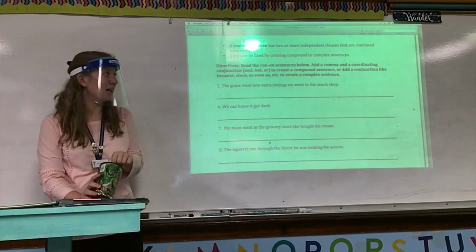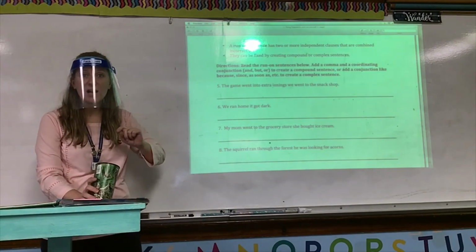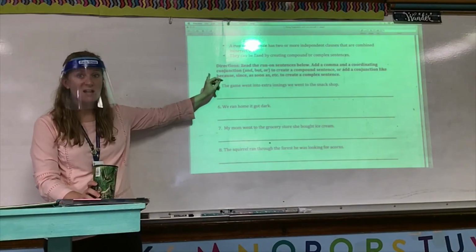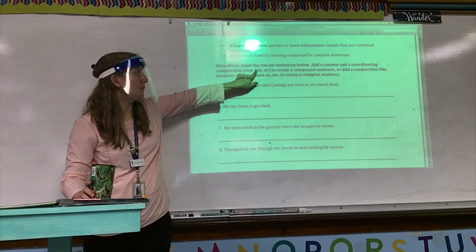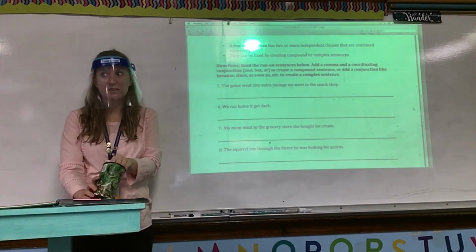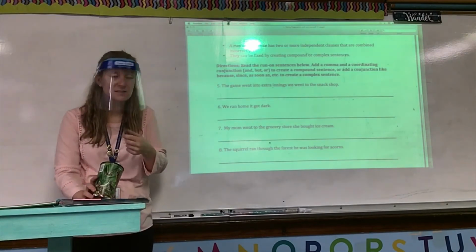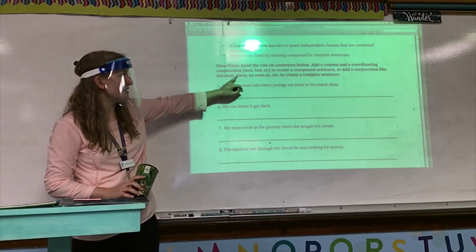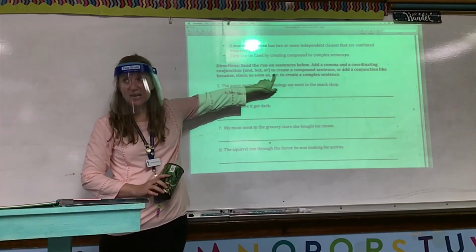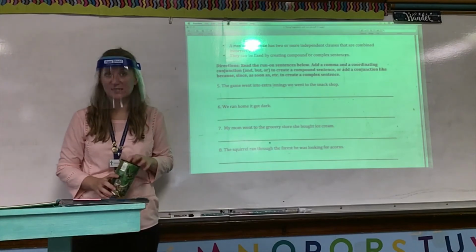To create a compound sentence, remember you add a comma between the clauses and the words and, but, or. Make sure that you're choosing the correct one because they do mean different things. Or you can add a conjunction like because, since, as soon as, etc. to create a complex sentence.